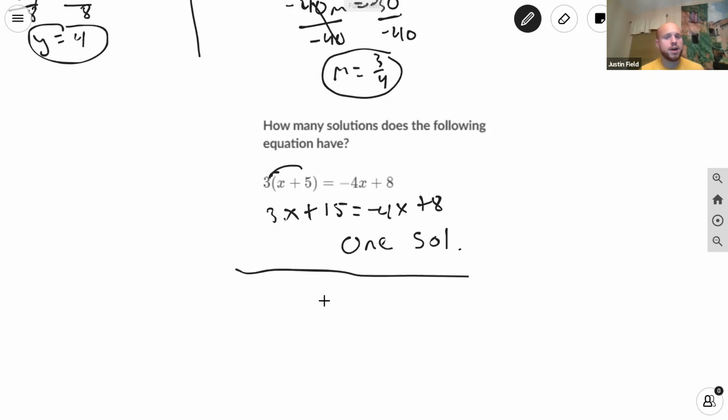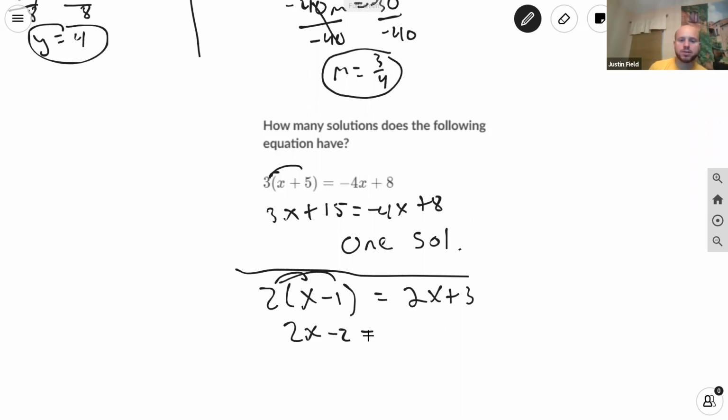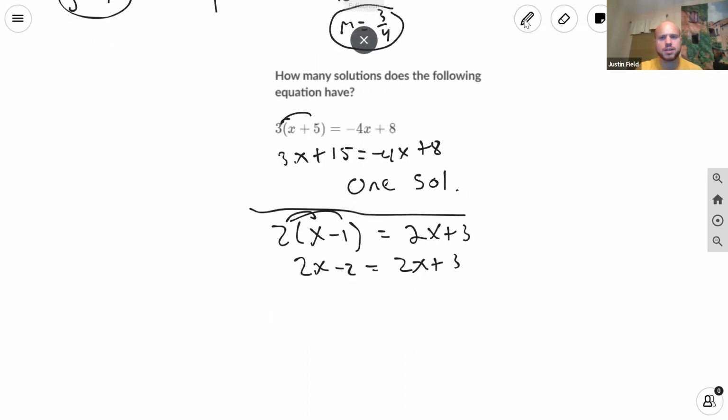But what about something like this? 2 times (x minus 1) equal to 2x plus 3. Now, look at this. When I distribute this 2, I'm going to end up with 2x minus 2 and then 2x plus 3. Does anyone notice anything kind of funny about this? Hopefully you've said that both the x's have a 2 in front of them.